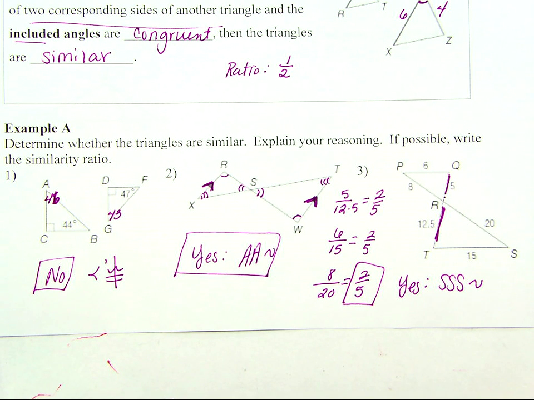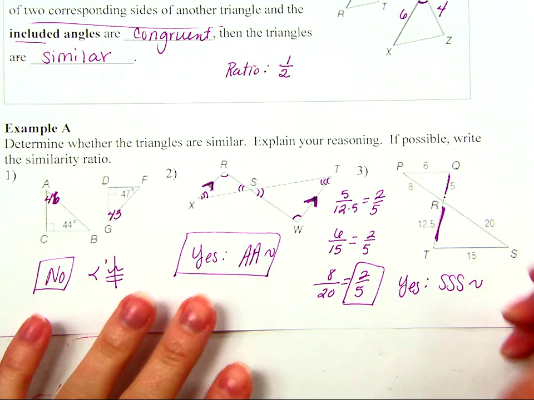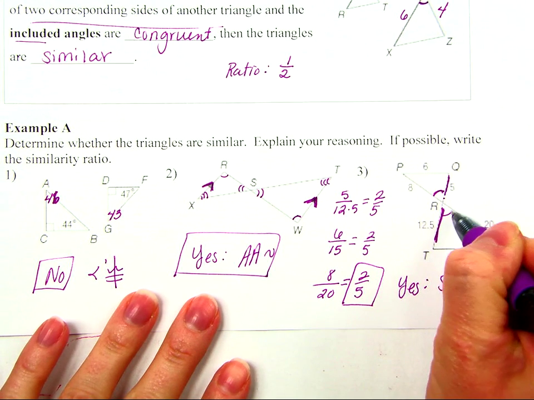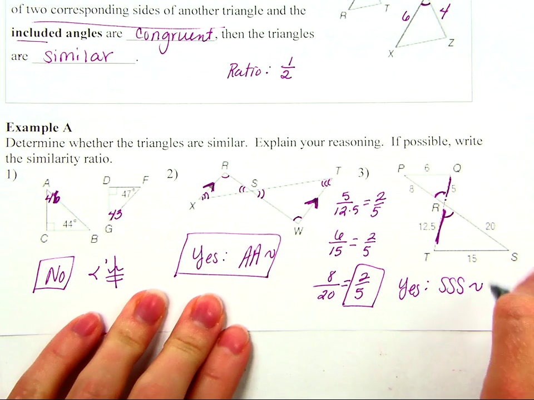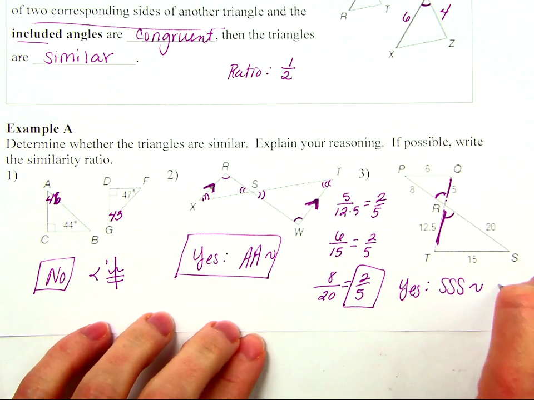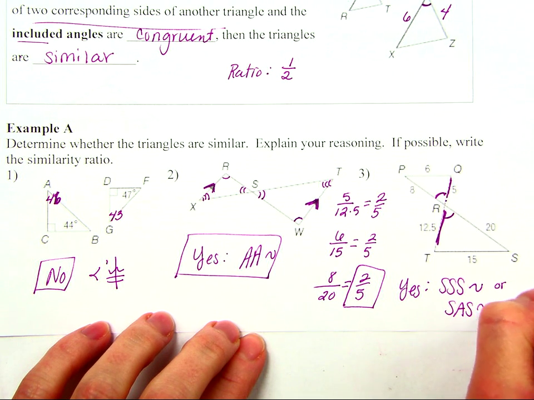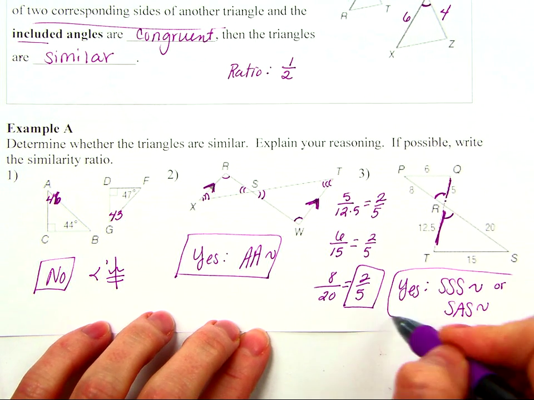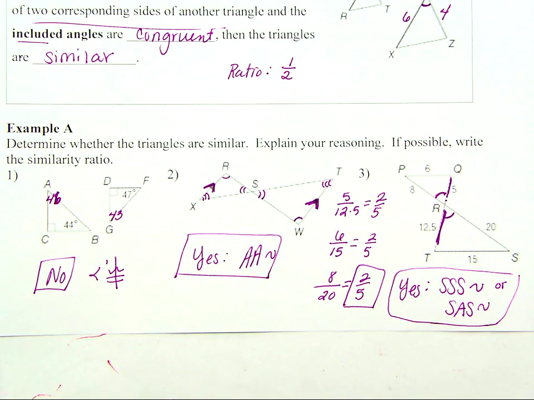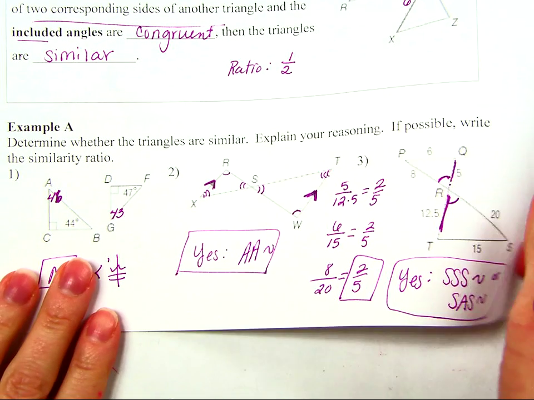But you know what? There is one other thing in this diagram. We could have marked some vertical angles. And so not only could we use side, side, side, but I could have used SAS, side angle side, because that vertical angle is included. Okay, let's take a look at some examples on the back.